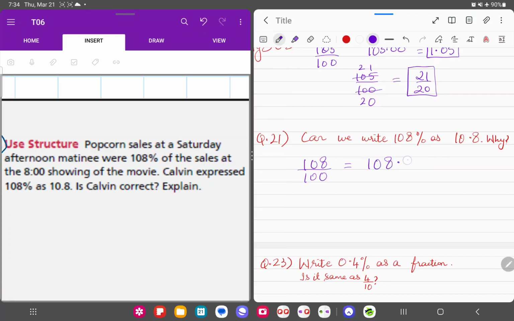108% actually means 108.00. So the decimal will make 2 jumps to the left, because you're dividing by 100. 100 has 2 zeros, so your answer will be 1.08. And these 2 zeros you don't need to write because it doesn't make a difference. You can just say the answer in decimal is 1.08. So can we write 108% as 10.8? Your answer is no, because it is 108% and not 10.8.